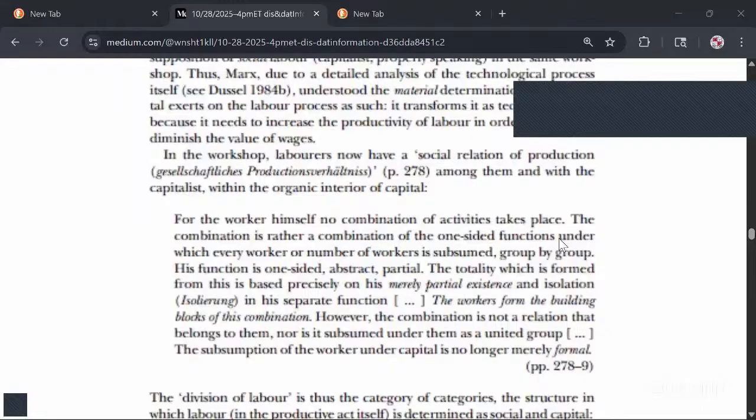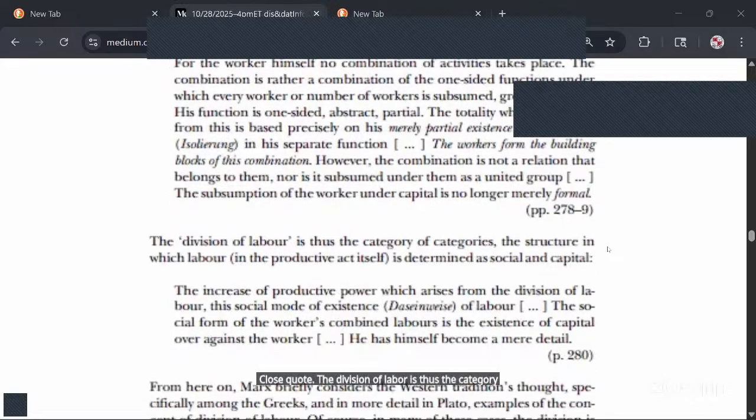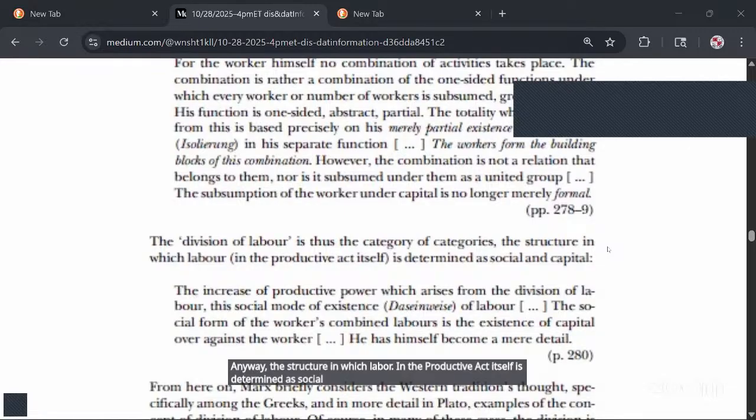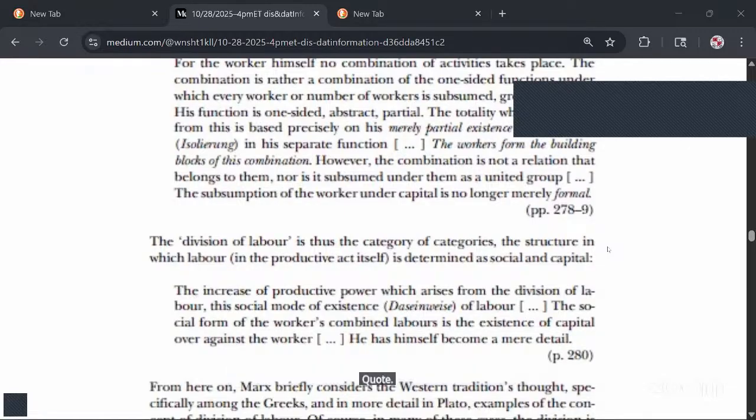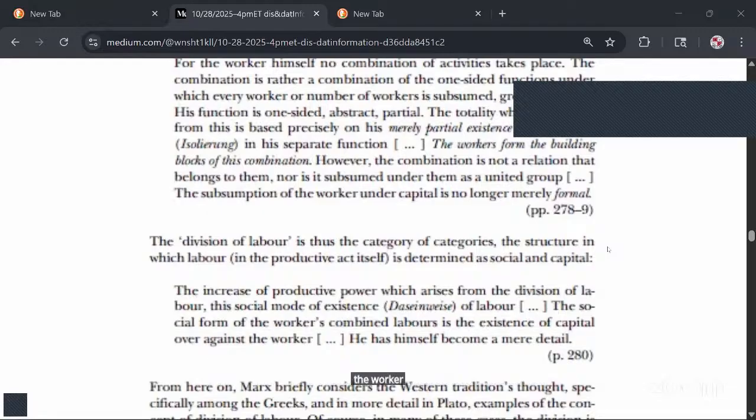The subsumption of the worker under capital is no longer merely formal. Close quote. The division of labor is thus the category of categories, right? Not unlike the negation of negation in that sense. Anyway, the structure in which labor in the productive act itself is determined as social and as capital. Quote, the increase of productive power which arises from the division of labor, this social mode of existence of labor, the social form of the workers' combined labors is the existence of capital over against the worker. He has himself become a mere detail.